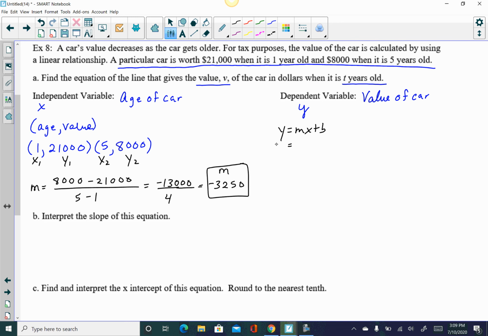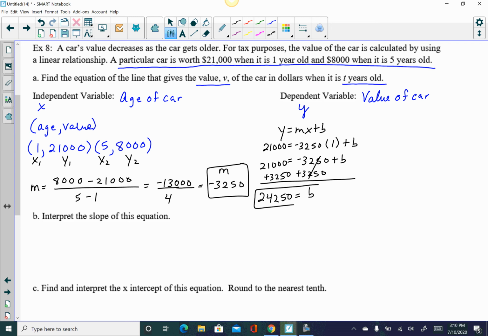So if I use the first ordered pair, then in place of y, I'll be putting in 21,000. m is the negative 3250 that we just found. You multiply that times x, and the x then is going to be 1, plus b. Clean that up. Negative 3250 times 1 is still negative 3250 plus b. Then to get b all by itself, I add 3250. That cancels out, and so b equals 24,250. So now you have an m and a b.